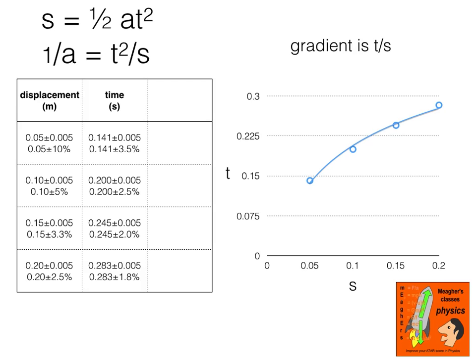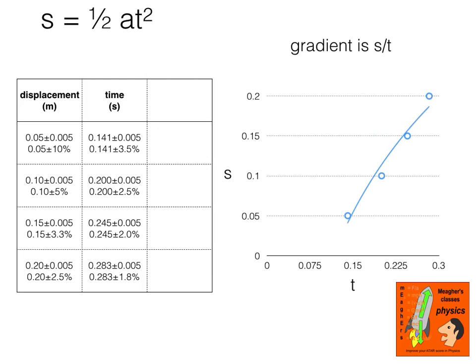So let's just swap the axes around. And we'll get this graph here. And now we've got the gradient is displacement on time. But again, it really doesn't match the equation because the equation has displacement on time squared will give you a value of half the acceleration. So it probably makes sense to have time squared as the horizontal or the x-axis.